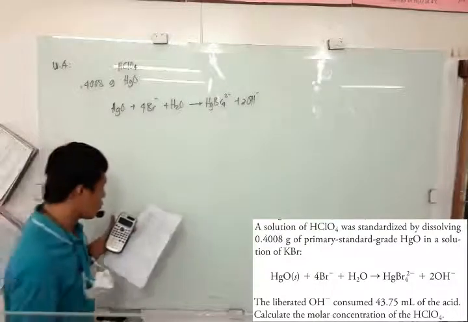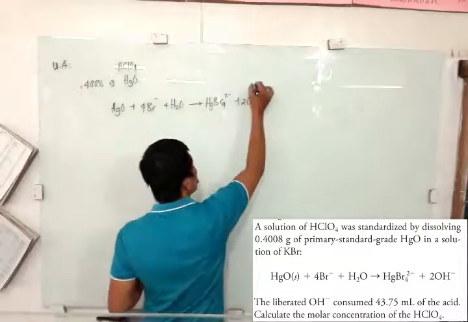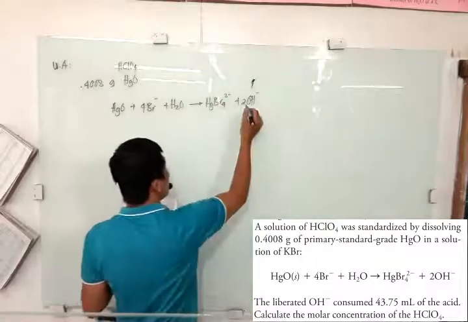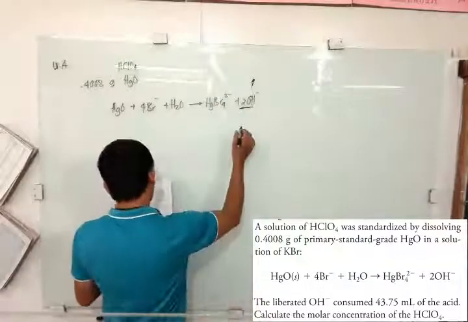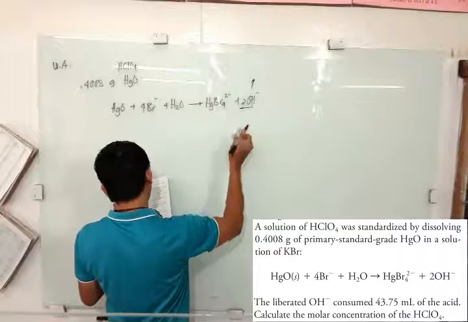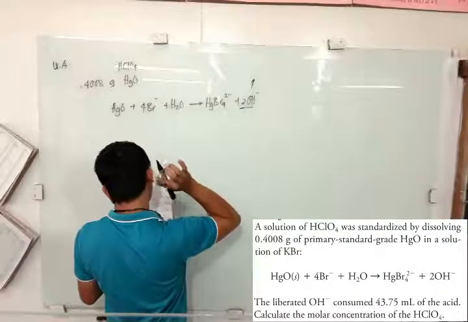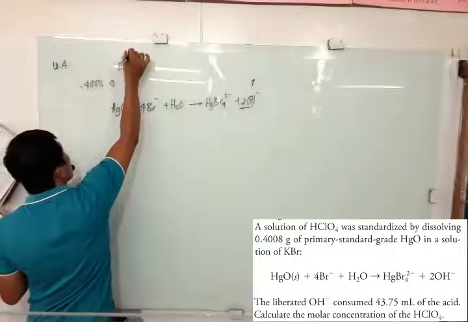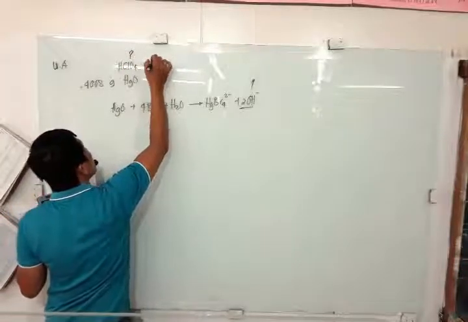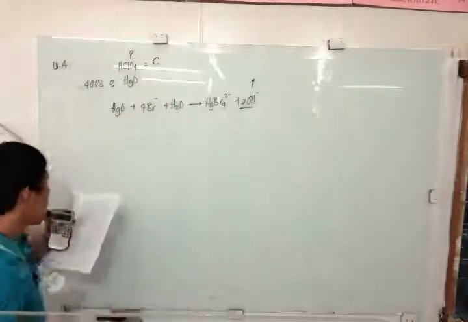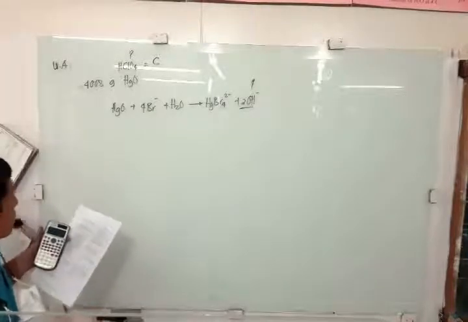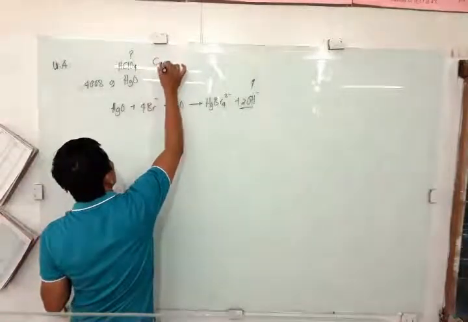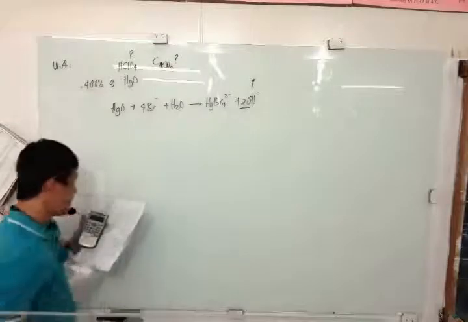Liberated OH is consumed, so there is a liberation of OH, meaning OH is the product, that's why it says the liberated OH is consumed. So meaning as the reaction happened, it consumed the acid. Calculate the molar concentration of the HClO4, so this is the acid. So you want to calculate the concentration, the molar. Calculate the molar concentration of your perchloric acid. Maybe I have to make it less like this. HClO4 and then question mark.